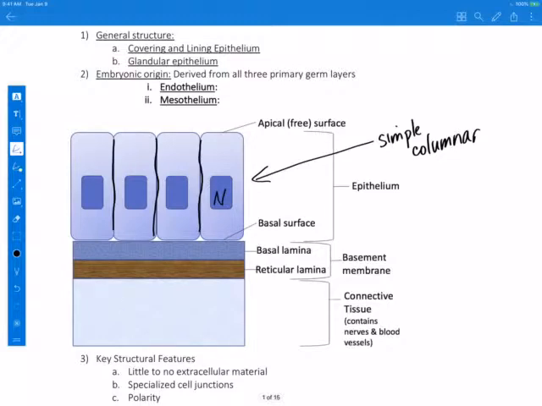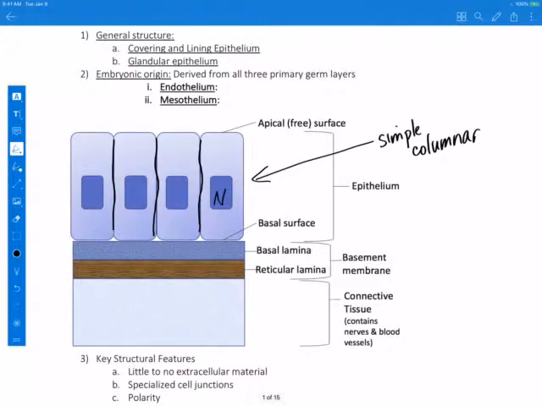Now, the basement membrane, as I was mentioning, is the layer between the epithelium and the underlying connective tissue. All epithelial tissue has connective tissue underneath it. That's true of all epithelial tissue.